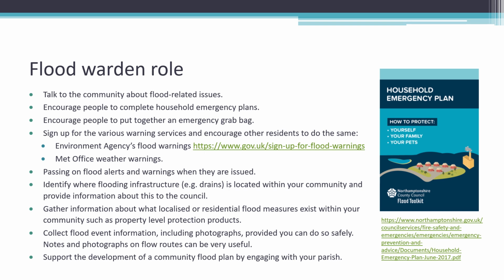I've attached a link on this slide for the household emergency plan mentioned. Please do visit the website and complete one of these. They are very useful as a method of preparation.